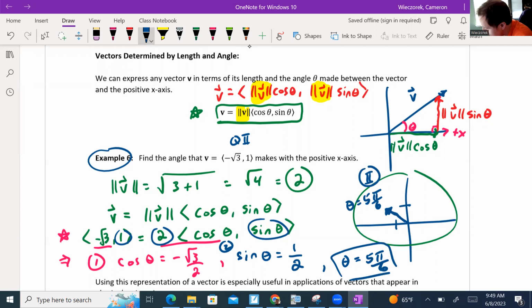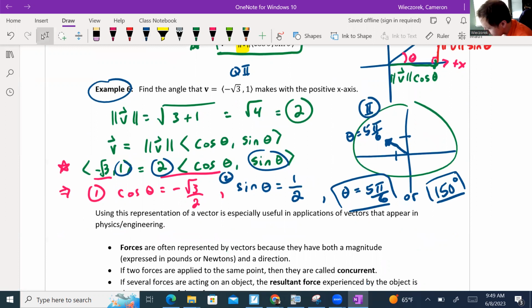It didn't specify radians or degrees. I usually will in the problems, especially when we're doing things with vectors. So you could, for this one, list it as 5 pi over 6 radians, or 150 degrees would also work. Once we start doing integration, it's going to have to be radians.